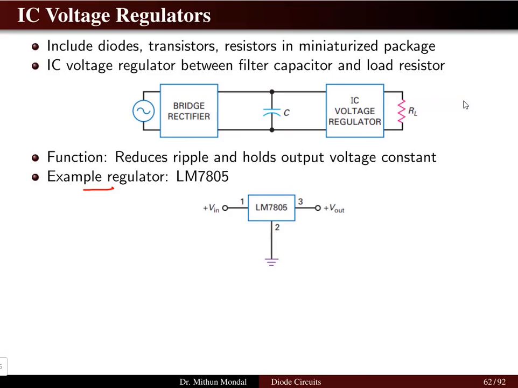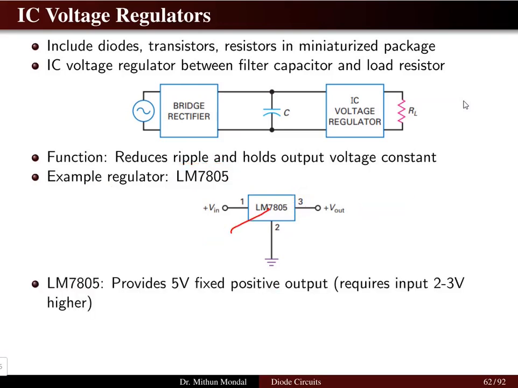If we take one example of an IC voltage regulator, the LM7805 is quite famous and is used as an IC voltage regulator. Here you can see that there are 3 terminals of the LM7805. We give the input and take the output. So the output will be in pure DC form.